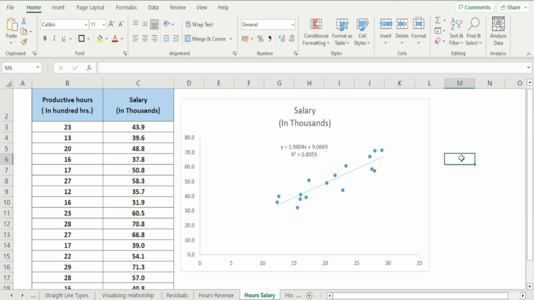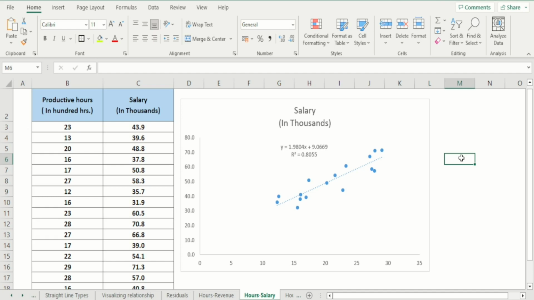What this is saying to us is that in the current model, about 80%, or rather 81% if you want to round off, so 80.55% of the change in Y, which is salary, is correlated to a change in productive hours. So 80.55% of the change in salary is explained by productive hours. This still makes it a fairly strong model.